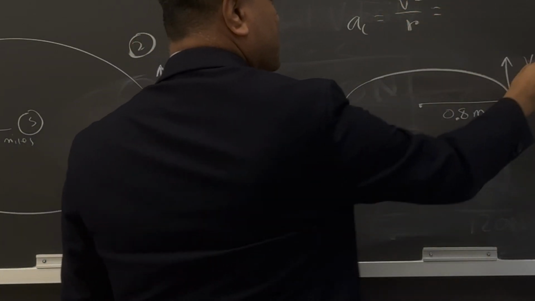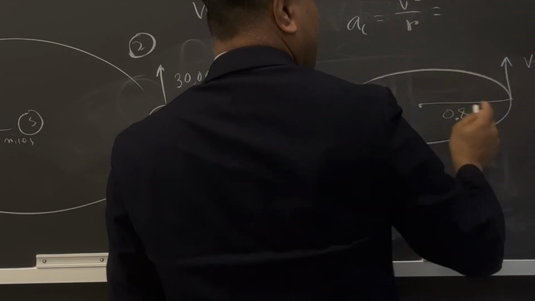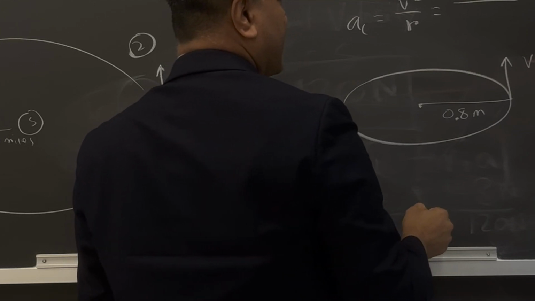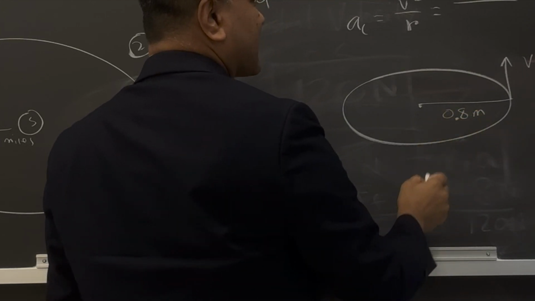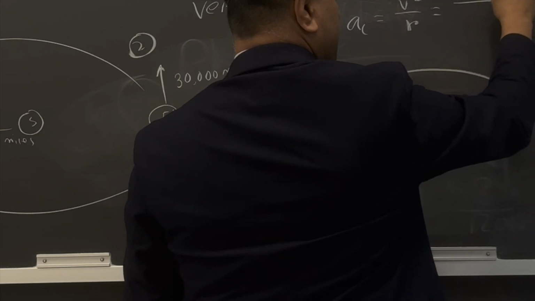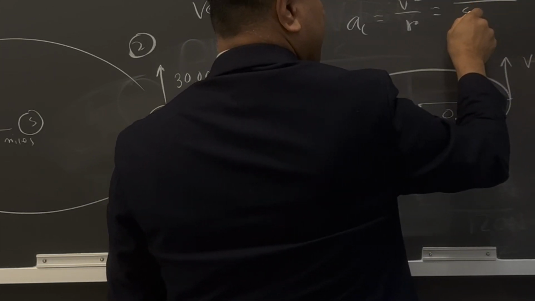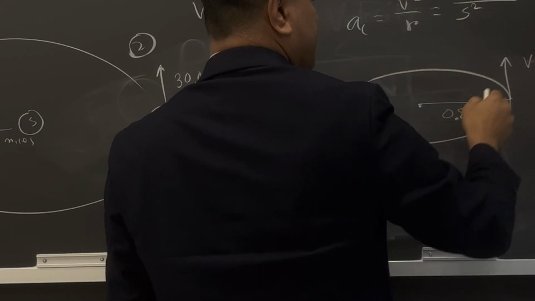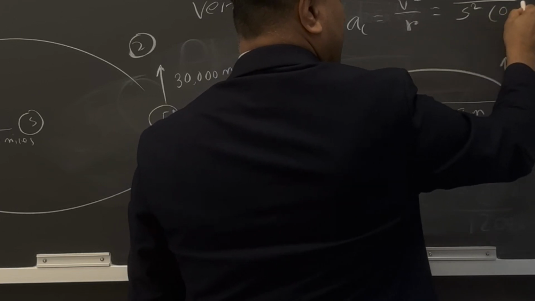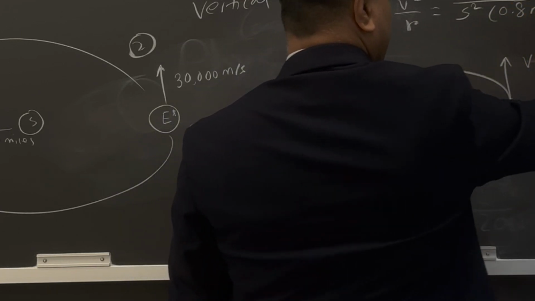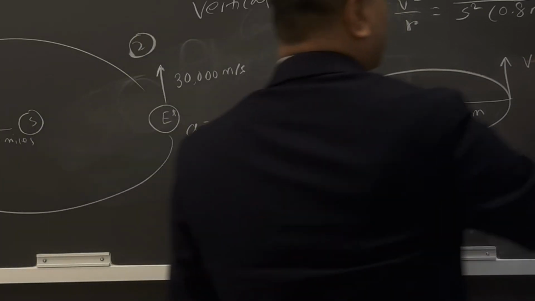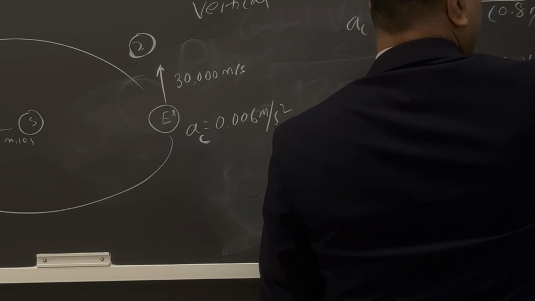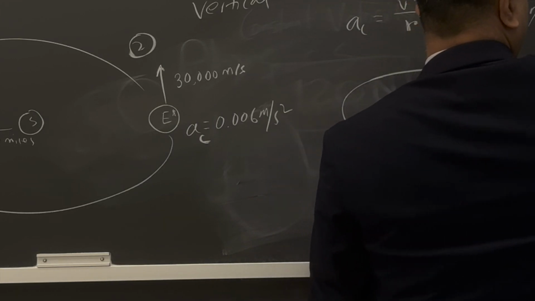So v is how much? 6 squared. All right, don't forget the units: meter squared per second squared. And then r is 0.8 meters. And that gives you 36 over 0.8. Meter squared over meter is just 1 meter, so it's 36 over 0.8 meter per second squared.